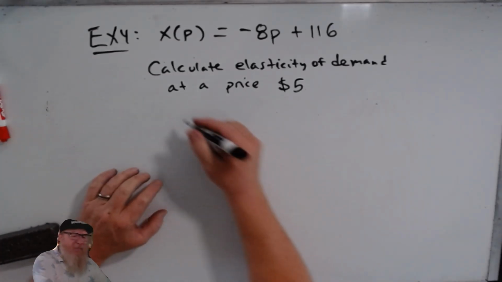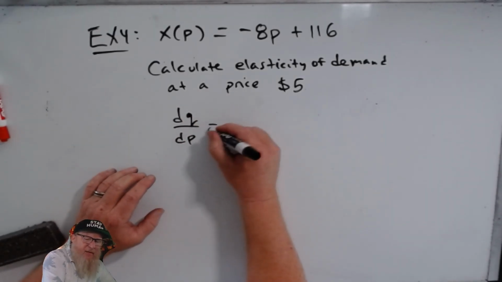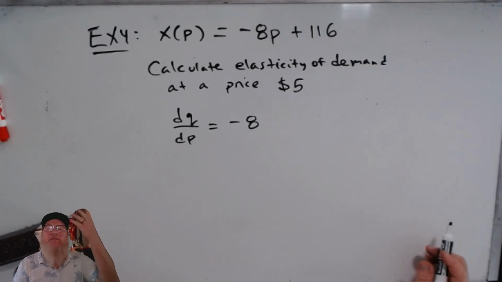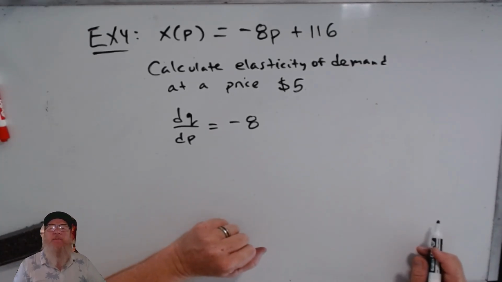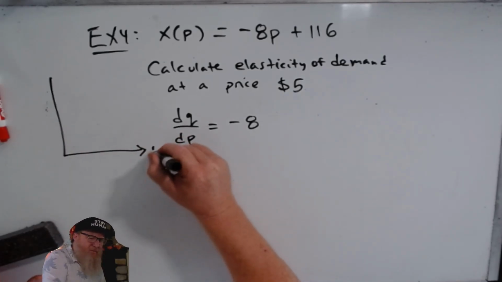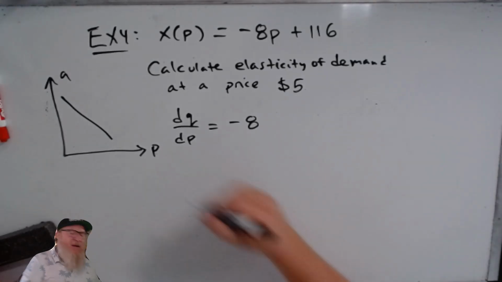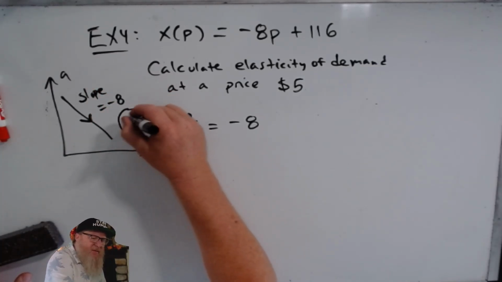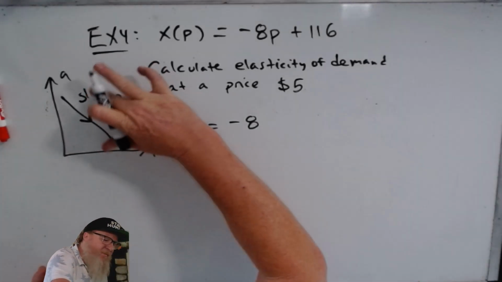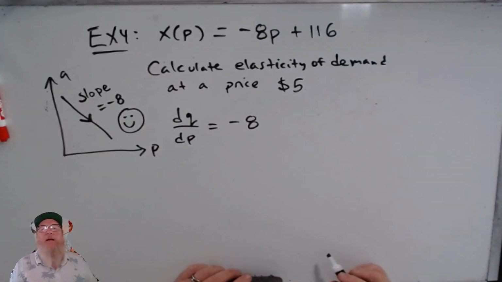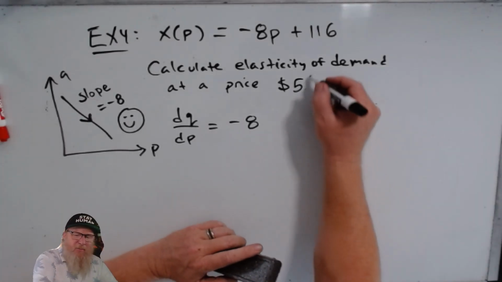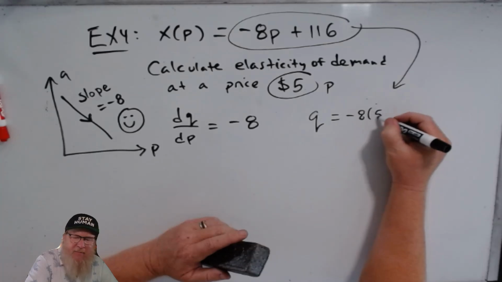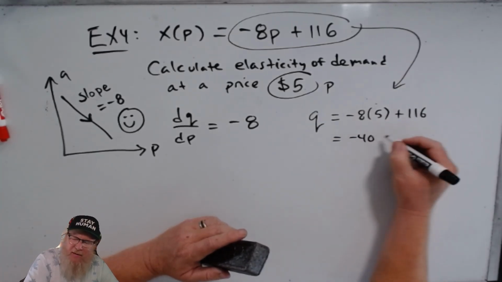All right, so let's do all of our prep work. dQ/dP is just x prime of p, which is just -8. It's a straight line, negative slope, done. Could have done that in basic algebra. So P, Q, straight line. Slope is -8. That's nice. It doesn't get any easier than that. All right, and then we got our P, so let's do our Q. Q is just the output of the demand function, so -8 times 5 plus 116.